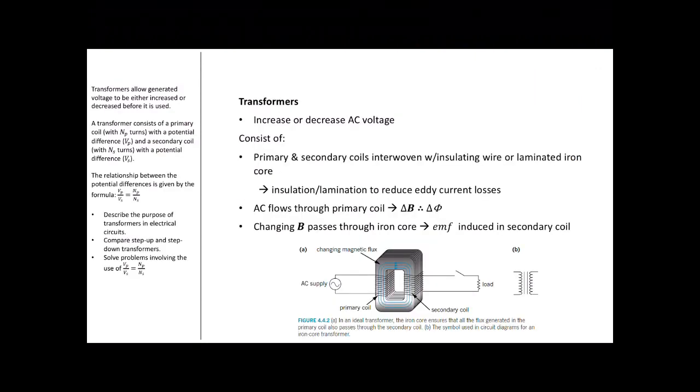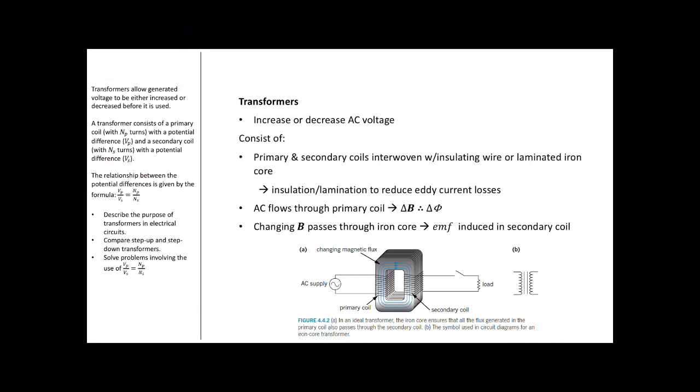So moving on to transformers. Transformers allow generated voltage to be either increased or decreased before it is used. A transformer consists of a primary coil with NP turns, so the number of turns in the primary coil, and it has a potential difference of VP, indicating the primary coil's potential difference. The secondary coil similarly has NS turns, so the number of turns in the secondary coil, and the potential difference is represented with VS.